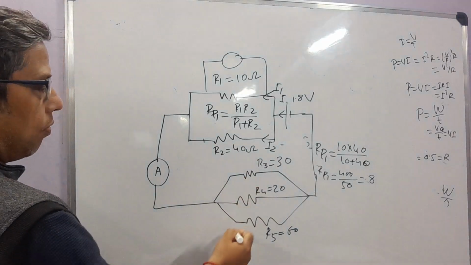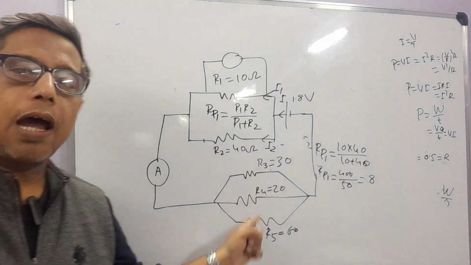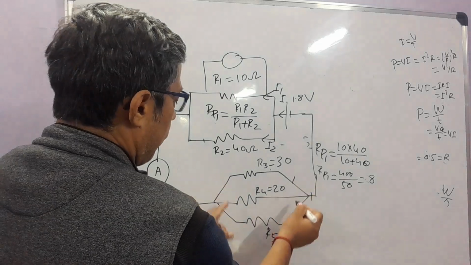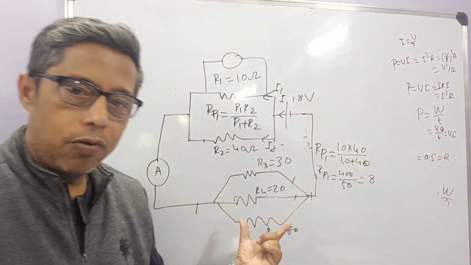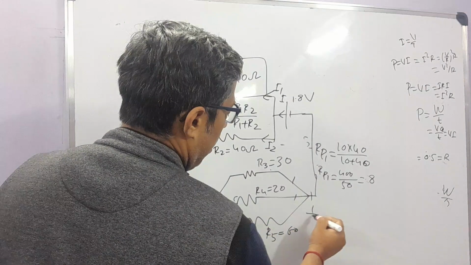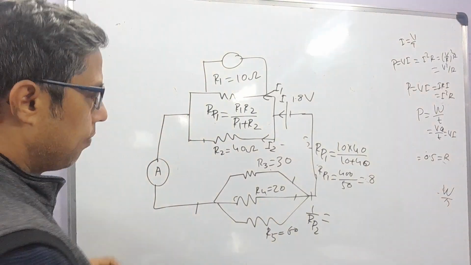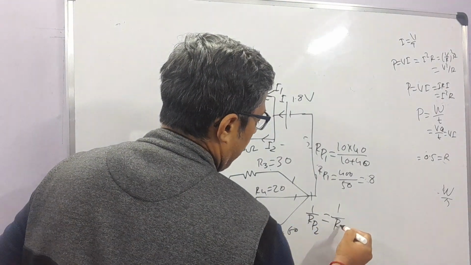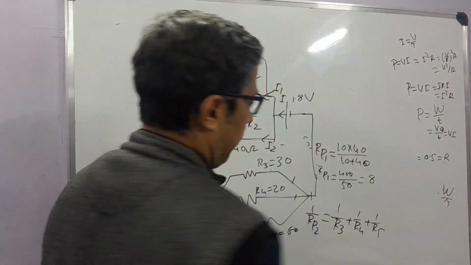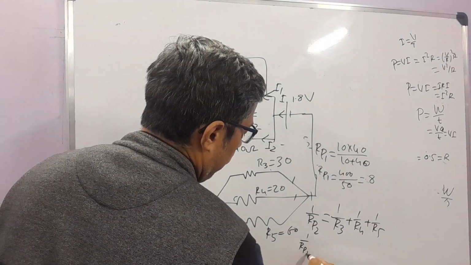Clear? Now for this one, what happened? R3, R4, R5. Again, they are in parallel. Why are they parallel? Because the voltage drop is the same for this one, this one, and this one. They are on the same voltage. So this is the parallel circuit of resistances. So if I take the equivalent as RP2, then 1 by RP2 will be 1 by R3 plus 1 by R4 plus 1 by R5.